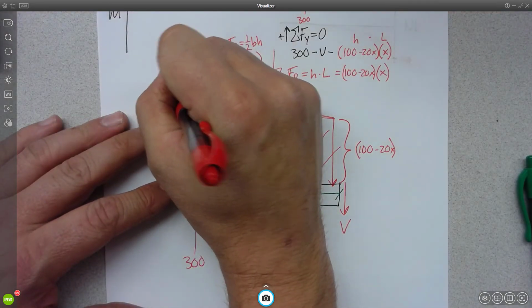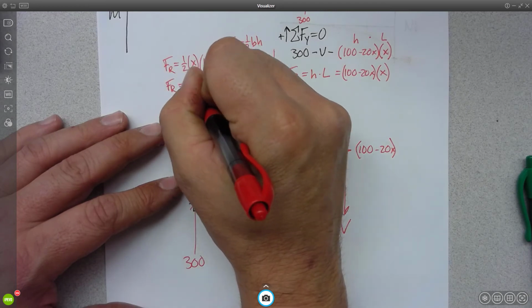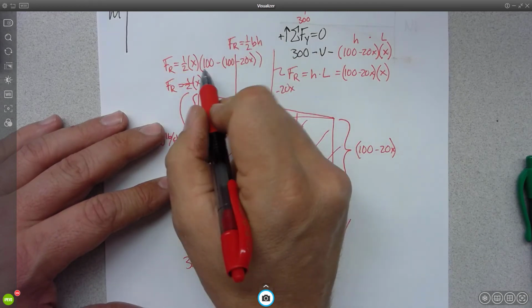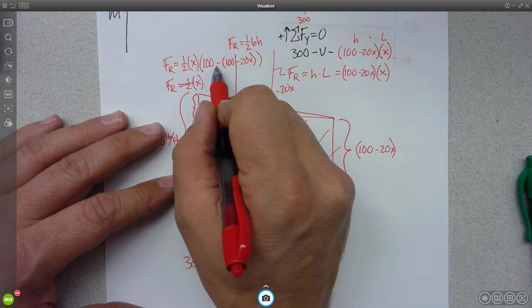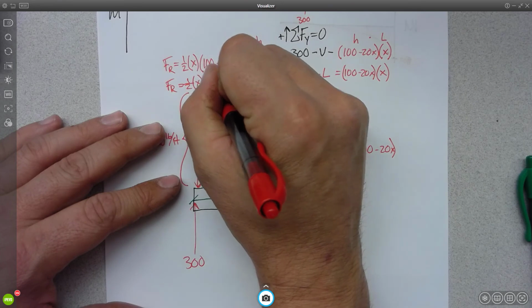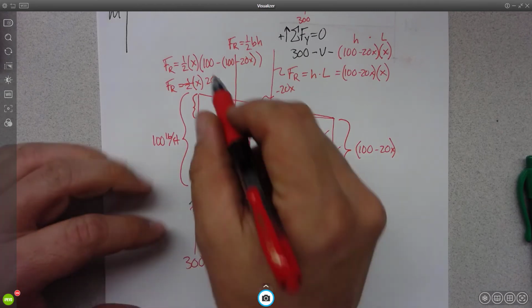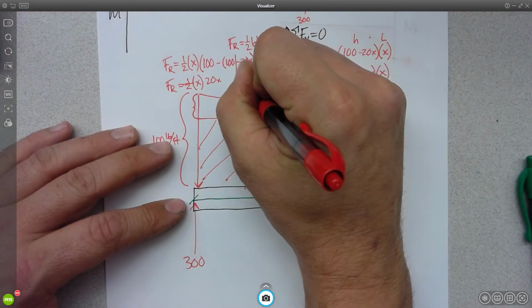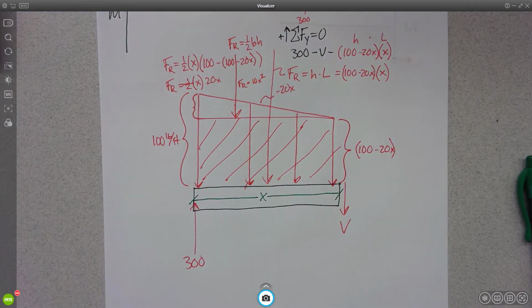So what's that give me? The resultant, 1/2 x. 100 minus 100, I'm pretty sure is 0, right? Minus a negative 20x would be plus 20x. So it looks like this force resultant is equal to 10x squared. Okay.